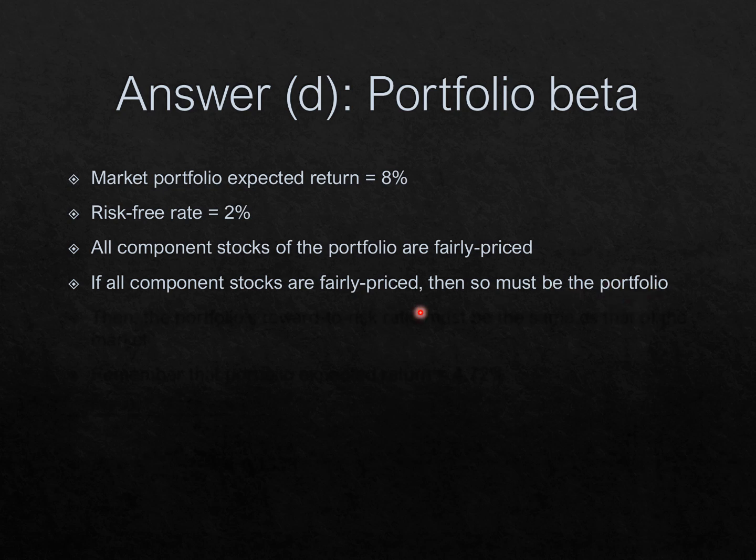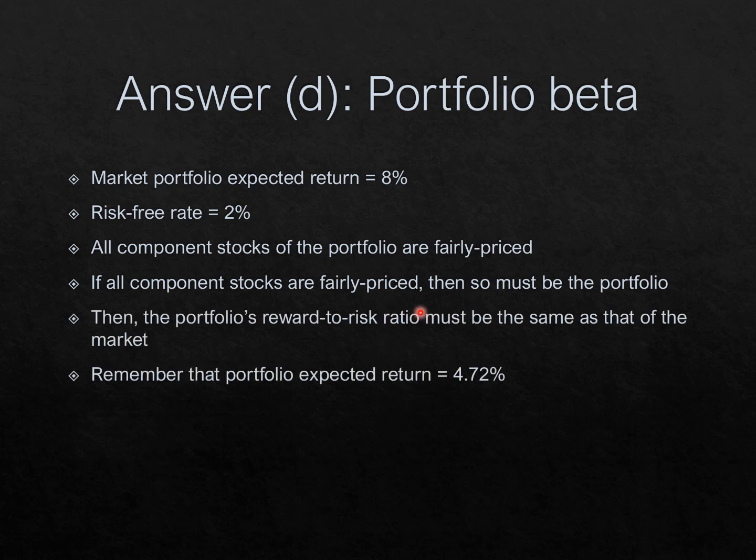So if the portfolio is also fairly priced, then the portfolio's reward to risk ratio must be the same as that of the market. This is an important inference. The reward to risk ratio for the portfolio must be the same as the reward to risk ratio of the market. From our earlier calculation for question B, we know that the portfolio expected return is 4.72%. So based on that, we can equate the two reward to risk ratios for the portfolio as well as the market.